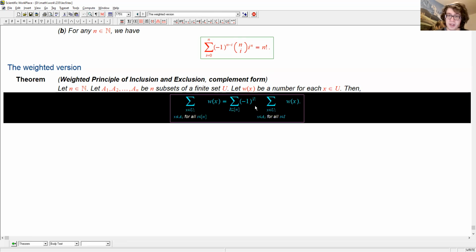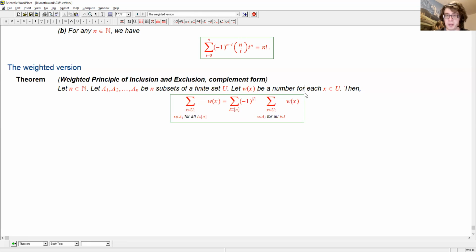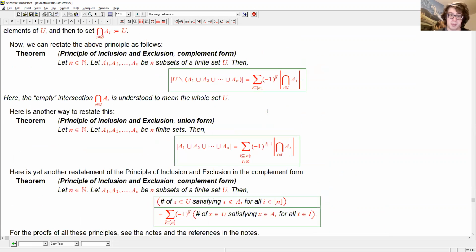And actually, this is a bit easier to prove than the special case, because in a way you know what to do. On the left you have a sum of W's. On the right you also have a sum of W's with these coefficients. So the very logical thing is to check how often a given W of X appears on either side. You check that it appears the same number of times. And that's not very hard. So see the notes for the proof, for all the proofs, including the ones of the above versions.